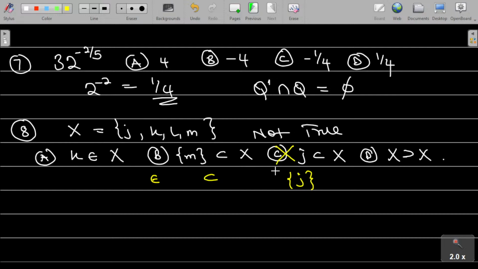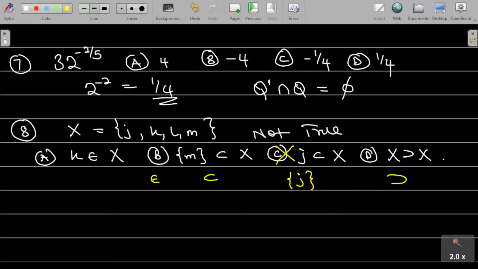Oh, sorry, it's not D. Actually, the answer is C, not D. D is true. X is both a superset of itself and a subset of itself. So, what is the meaning of this sign?